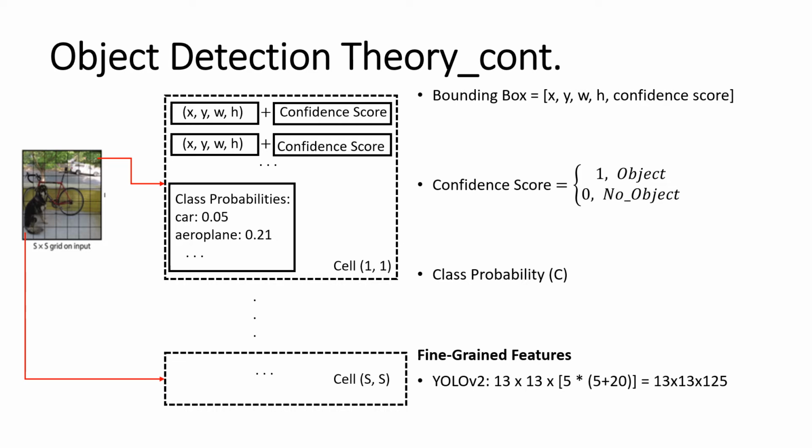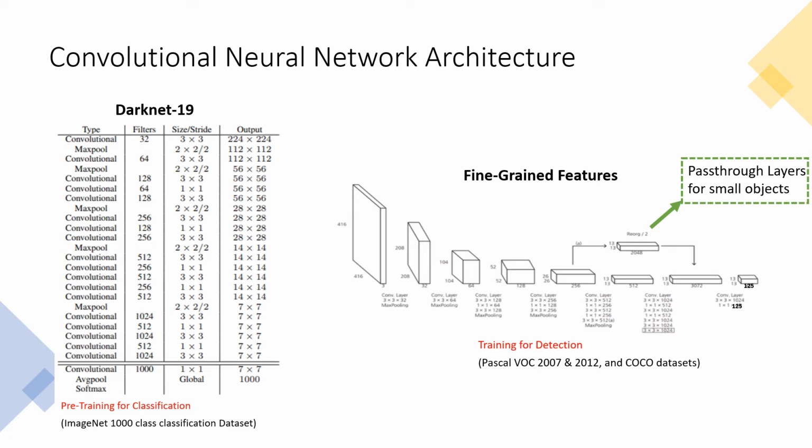A bounding box contains 4 parameters of box coordinates and 1 confidence score. So x, y, w, h are the box coordinate parameters, which are proportional to the boundary of the grid cells. And the confidence score determines whether an object is in the bounding box. The confidence score is 1 when the object exists in the bounding box. So each bounding box has 5 parameters. The class probability is whether a detected object is assigned to given classes, and YOLO version 2 has 20 classes of objects. And because of using fine-grained features, the output feature map is 13 by 13 by 125.